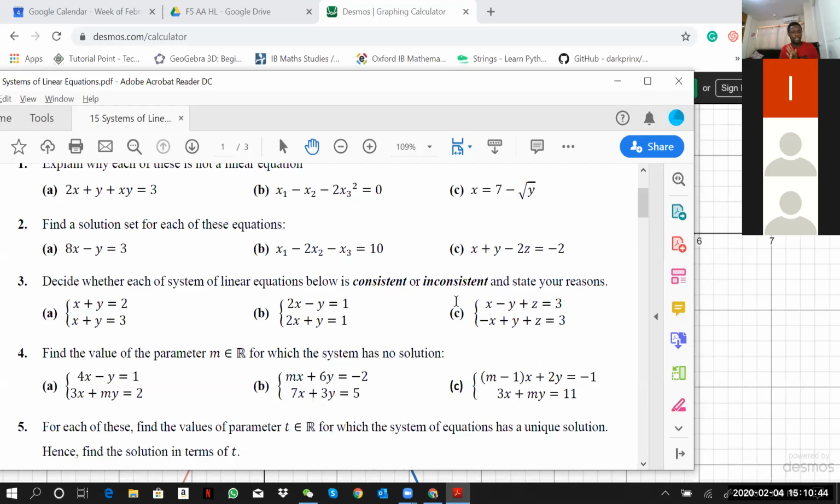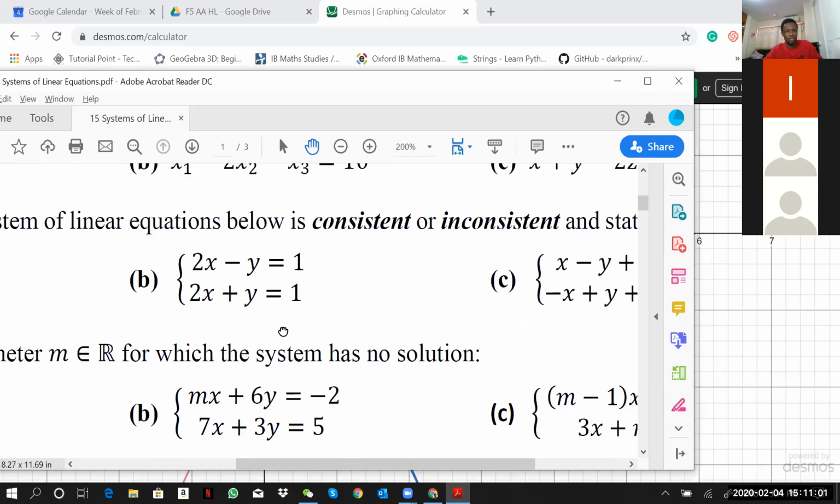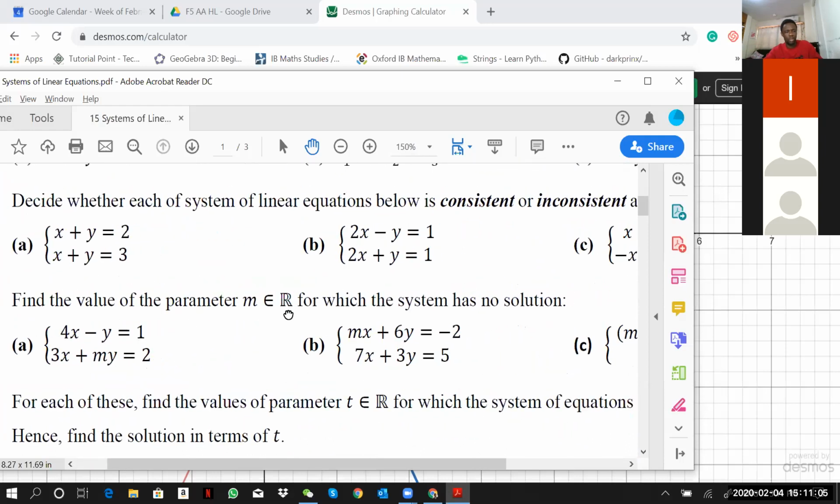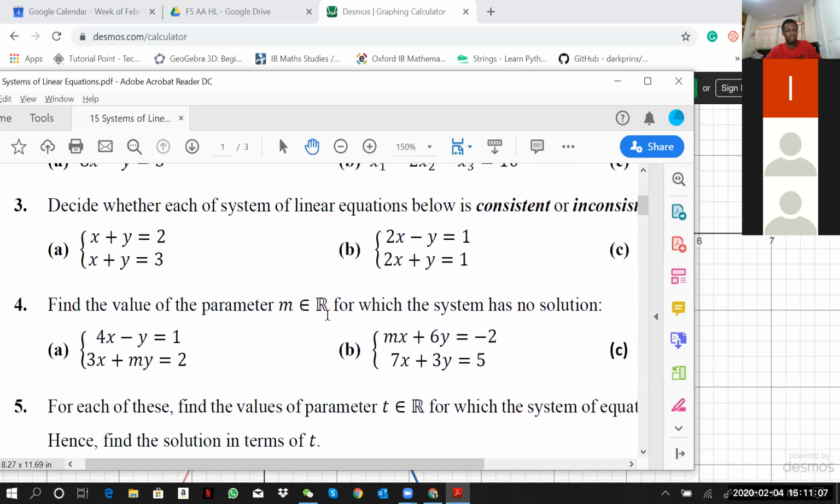All right, let's see 4a. Find m for which it has no solution. Just make an attempt. It doesn't have to be perfect. We learn new things every day, so just make an attempt. 4a, just this one. Find m for which that system has no solution.